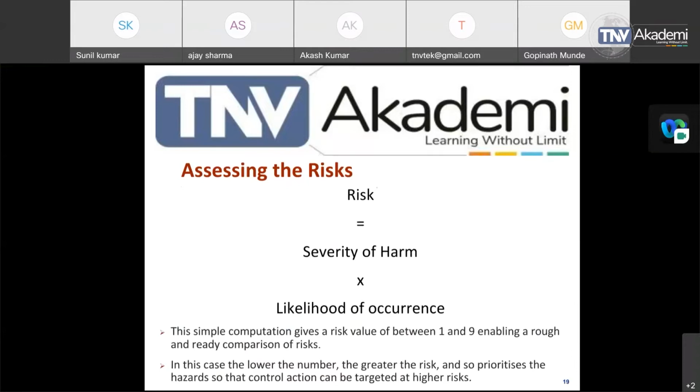So the simple computation gives a risk value between 1 and 2, enabling a rough and ready comparison of risk. In this case, the lower the number, the greater the risk. And so we prioritize the hazard so that control action can be targeted at high risk.